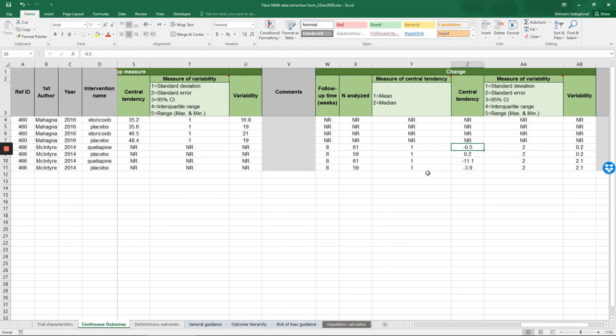Studies may not provide the sign, meaning the negative or positive sign, for change, but they may use different wording like pain reduction or function improvement. Make sure in these cases you translate that reduction or improvement to a sign when you're capturing the information regarding change.